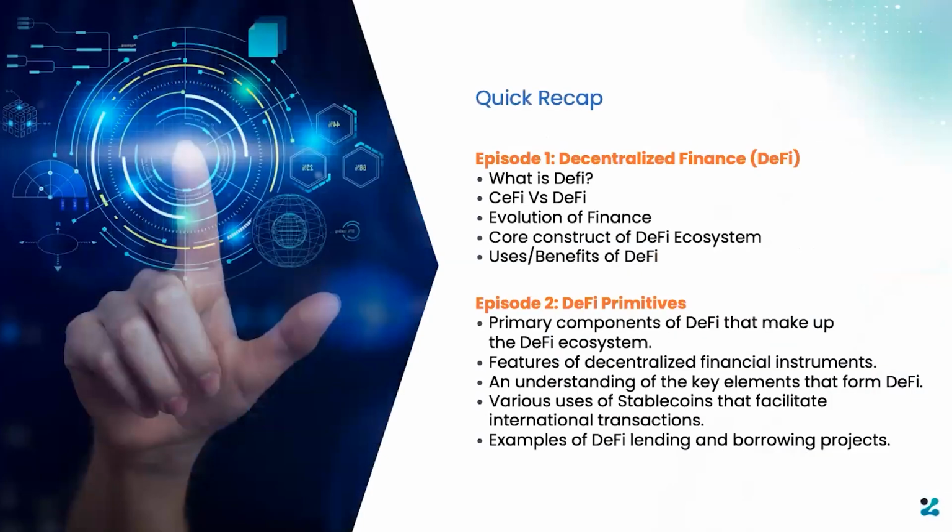Just to do a recap of what we covered in the first two episodes. One was what exactly is DeFi, how decentralized finance differs from centralized finance, and what are the core constructs of the DeFi ecosystem, whether it be blockchain technology, smart contracts, decentralized oracles, token standards, etc. And then, some of the DeFi primitives, different other components that enable somebody to build a DeFi app.